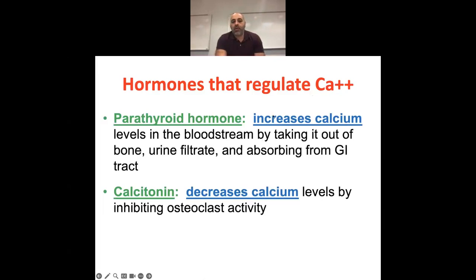PTH, parathyroid hormone. So when calcium is low in the bloodstream, we release PTH. And that pulls it from the bone, we pull it from the urine, we absorb it from the GI tract. We want to elevate blood levels. Calcitonin tones down calcium. When it's too high in the bloodstream, we send it back into the bone or we secrete it out of the body through the urine. So I remember it tones it down.